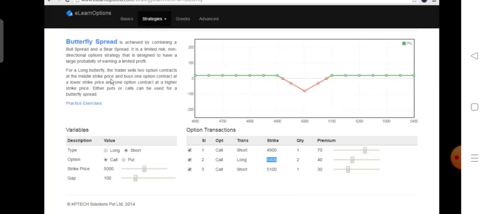Okay, now I had earlier said that whether we want to do a long butterfly or a short butterfly, we can create it either with calls or puts. So if I just change it to put options, we can see that the payoff diagram is exactly the same. Am I clear?